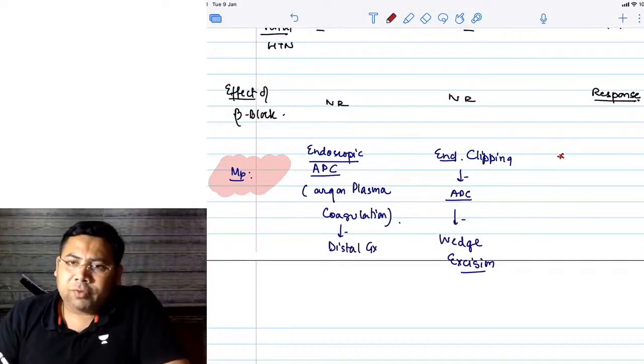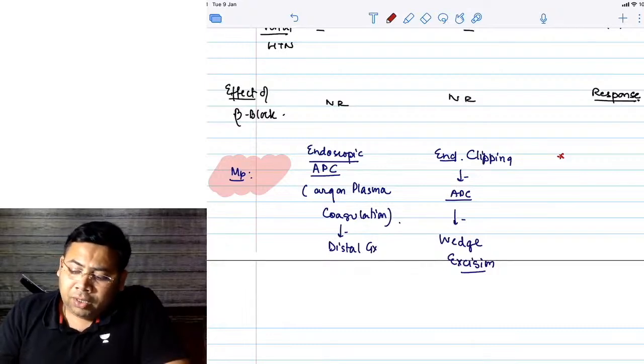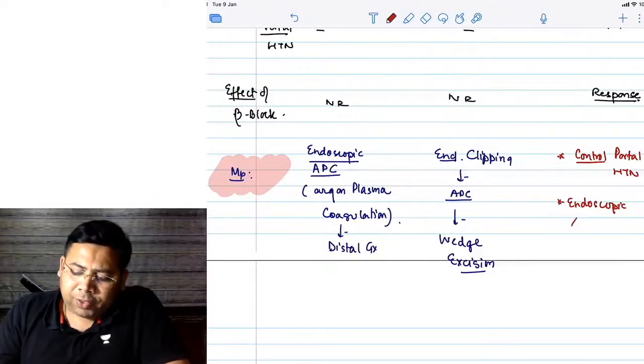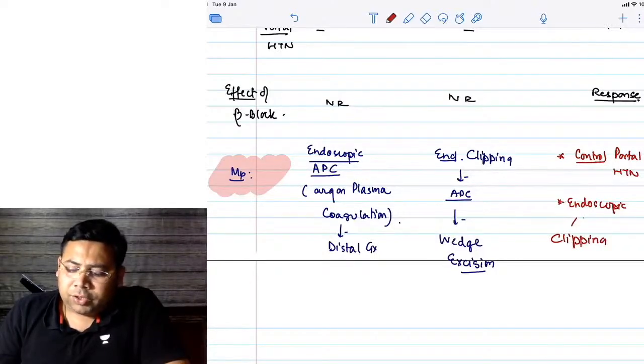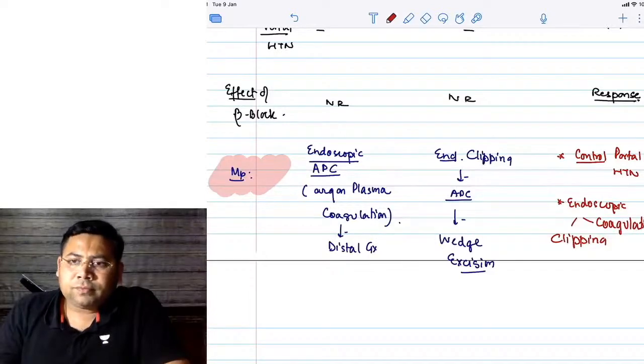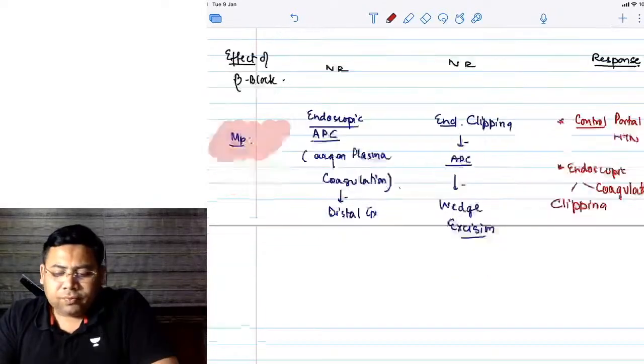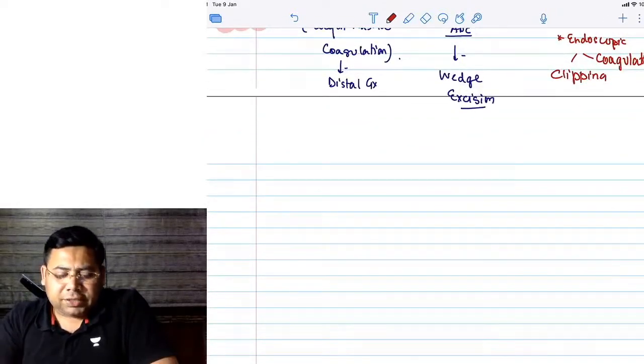Again, students, you have to understand. The first thing is control portal hypertension, and then along with that, you can go for endoscopic clipping or coagulation. This is what. Are you getting this or no? So this is how we see this patient.